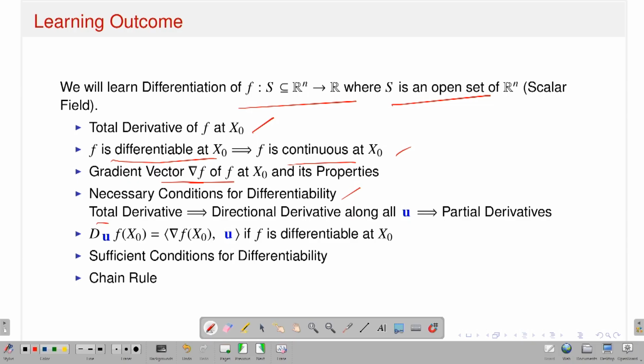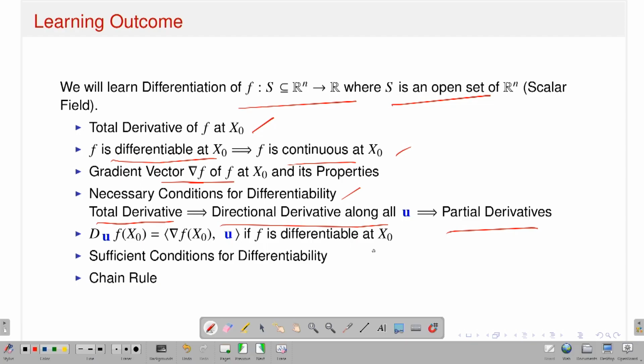As I said, existence of total derivative implies the existence of directional derivatives, and once I have directional derivatives in all directions, that means partial derivatives exist. Of course, you may ask about the converse, whether existence of partial and directional derivatives tells us when the total derivative exists. Those are the things I will talk about in my coming lectures.